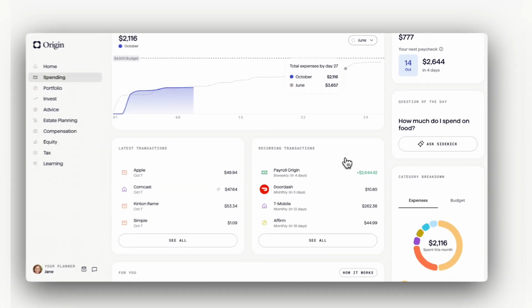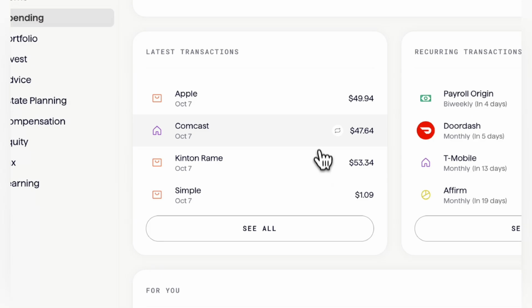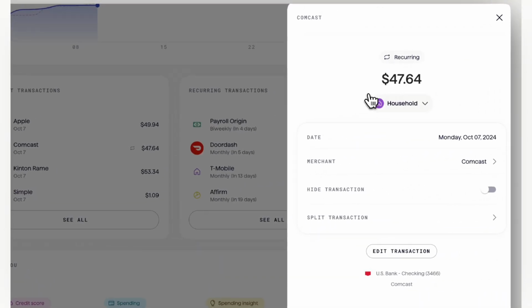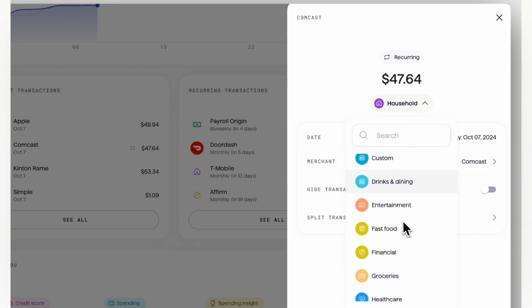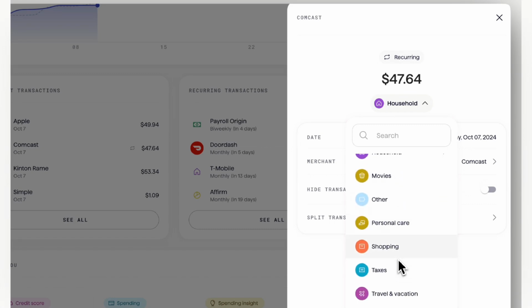As you scroll down, you can see your latest transactions. Transactions are the building block to the spending product. And when you click into a transaction, you can easily see details such as the date of the transaction, whether or not it's recurring. You can split and hide the transaction or even make edits if the data is not accurate to you. You can adjust the category to anything that you want, from custom categories to our preset categories that we have.